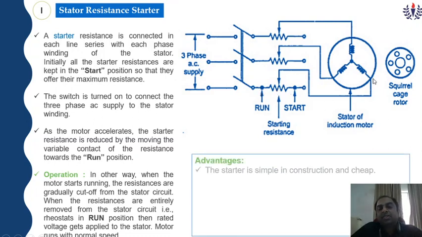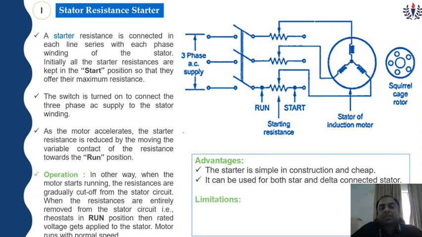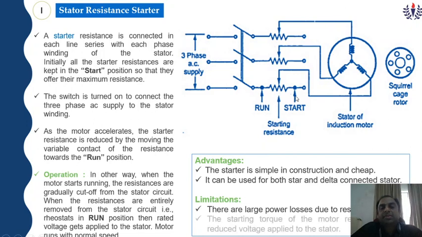The main advantages of this stator resistance starter: the starter is very simple in construction and cheap. It can be used for both star and delta connected stator. Limitations: there is very large power loss because of these three resistors. The starting torque of the motor reduces due to the reduced voltage applied to the stator.